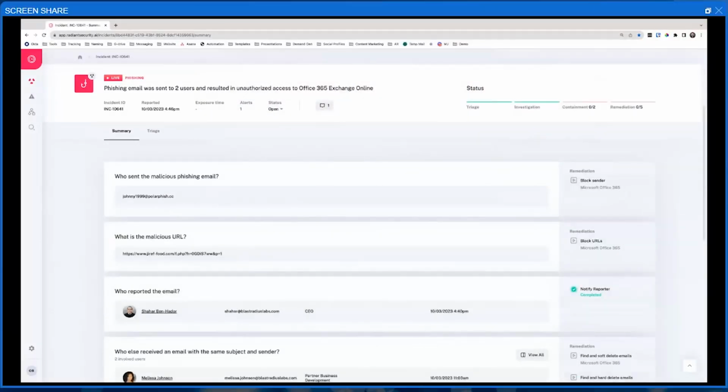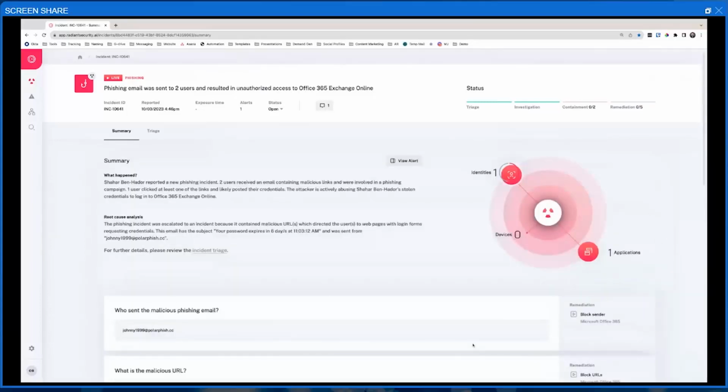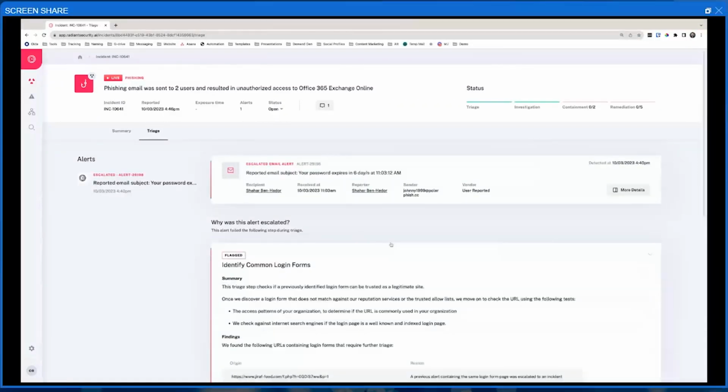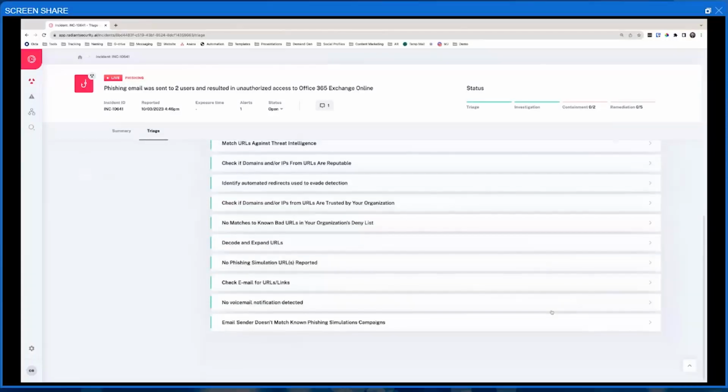One of the questions that we always get is what's actually happening in the background and how did you come to these conclusions? So if we go in here, we can essentially see that this is what was happening during triage and investigation. And every single time this is different. This is dynamically selected by the AI. It is not a static playbook.